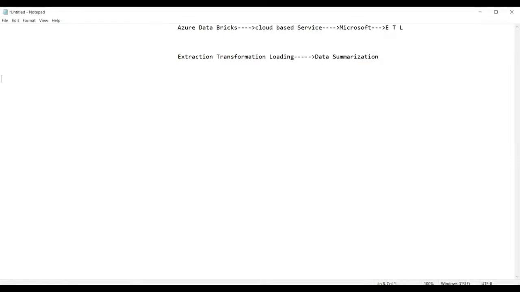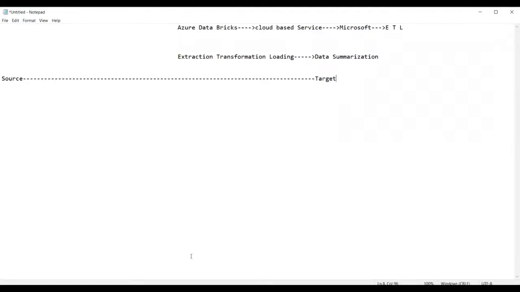What is that? We require the source. First of all, source means what? The source of data. And then we require the other one as a target. We require the first thing as a source and the second thing as a target.